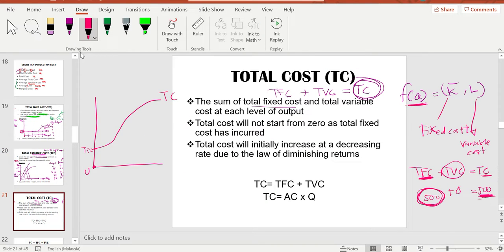So here TC is basically the same shape as TVC, meaning that TVC start from here, TVC, okay, and TFC is here. This is the combination of all causes yang total TFC, TVC, TC. Ni quantity ataupun output on the same diagram.